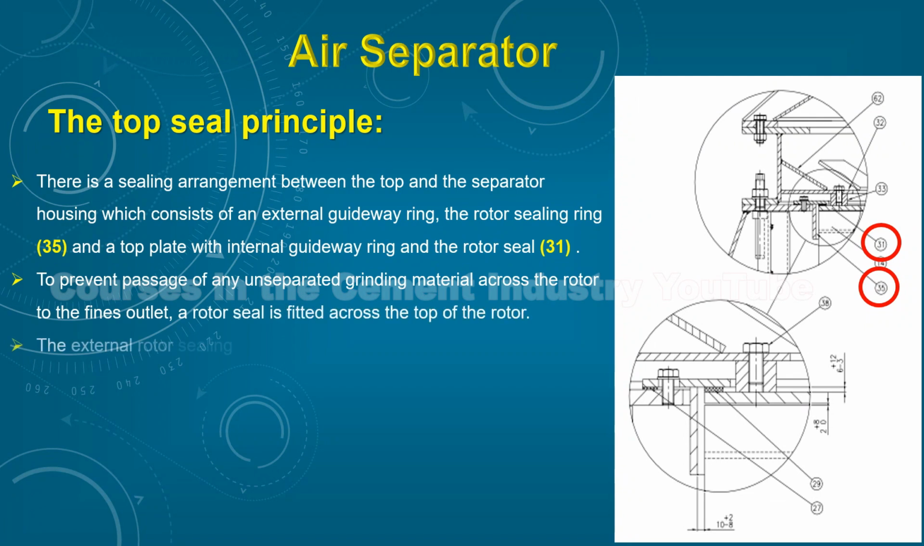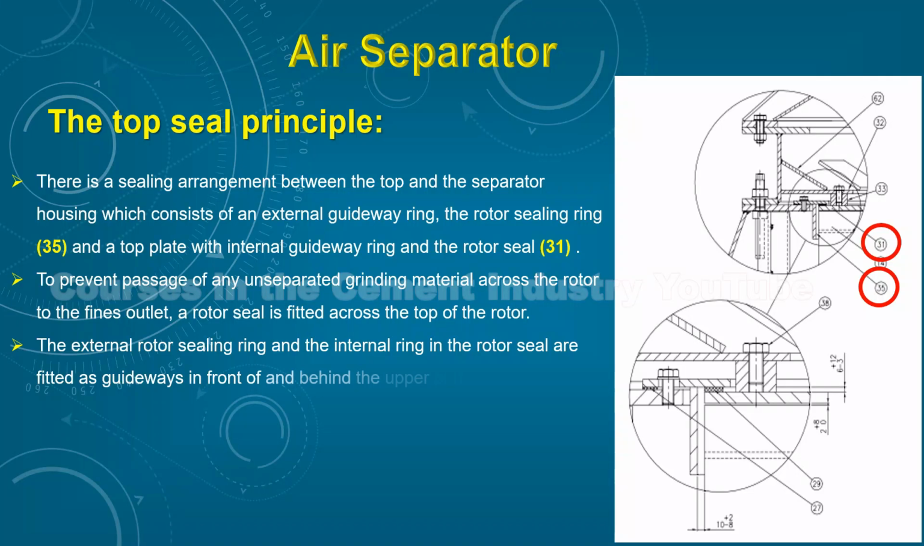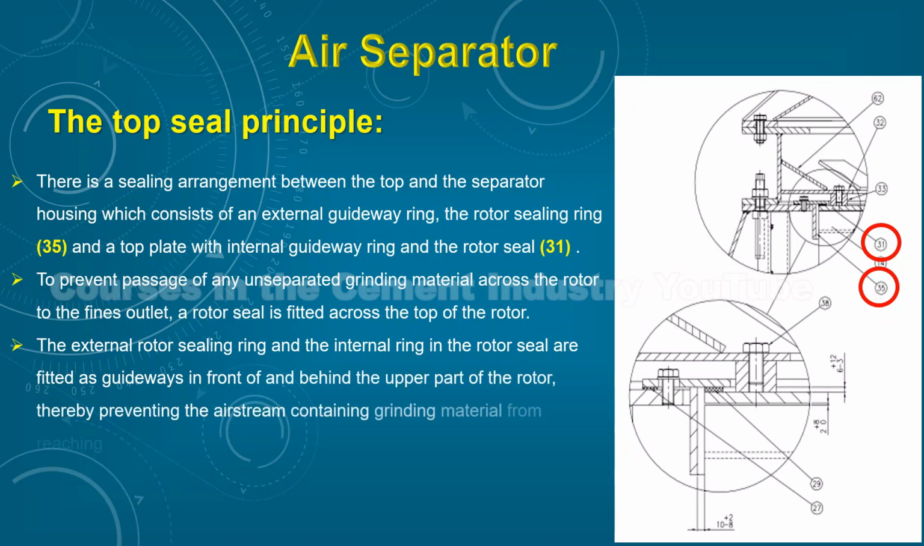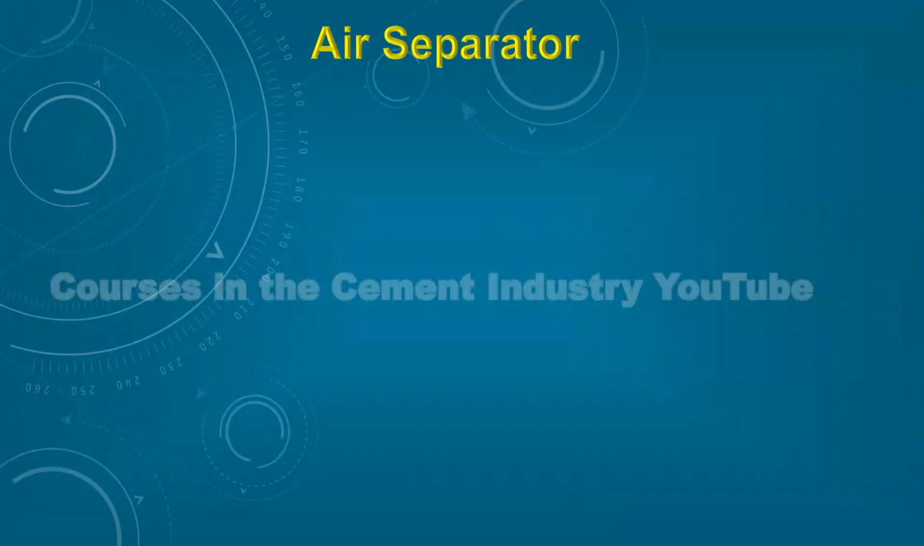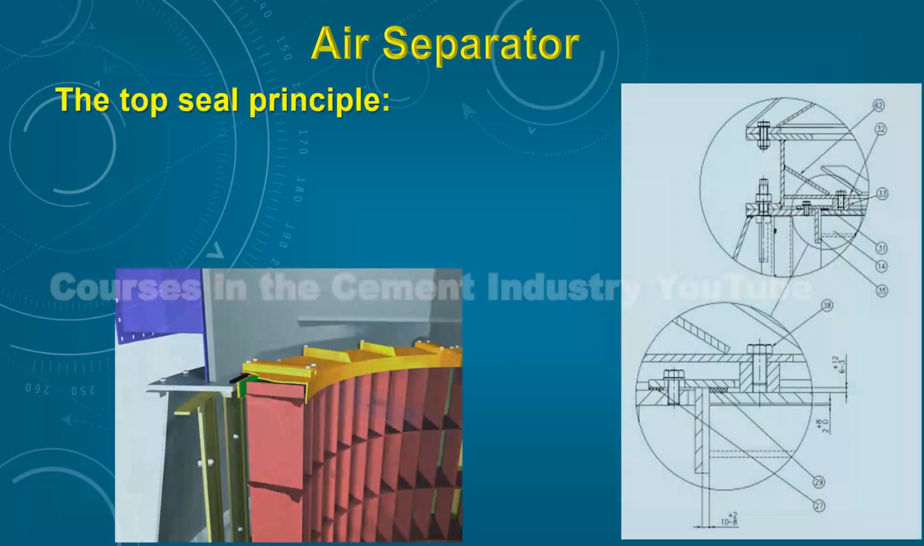The external rotor sealing ring, and the internal ring in the rotor seal, are fitted as guideways in front of and behind the upper part of the rotor, thereby preventing the air stream containing grinding material from reaching the uppermost plate ring of the rotor. We follow together the top seal principle.